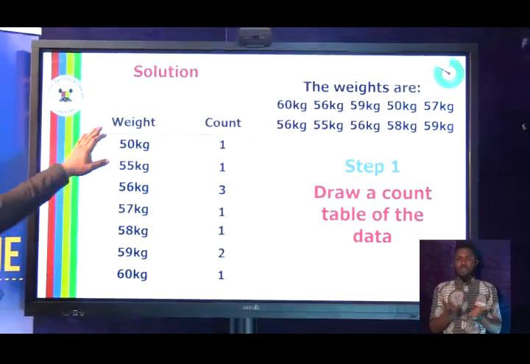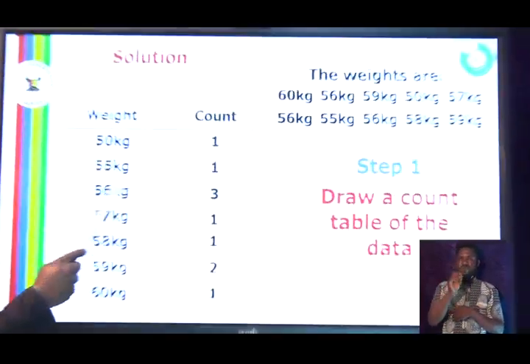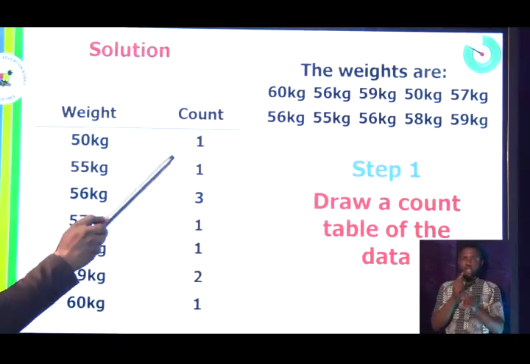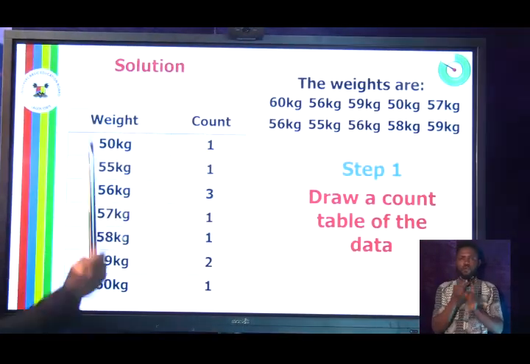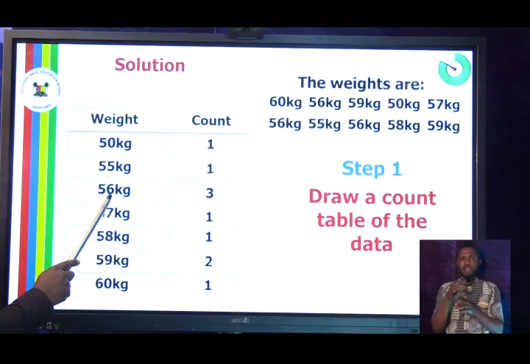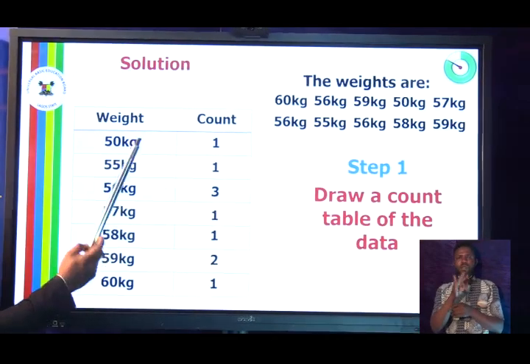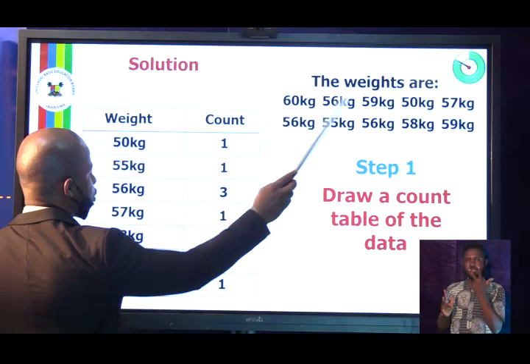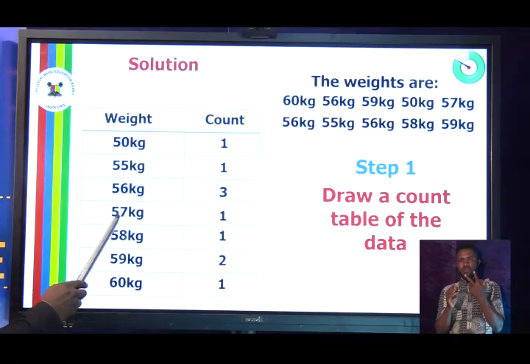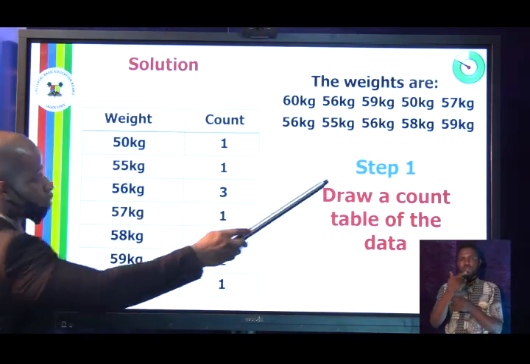Okay, so now I have the weight. I observe that there is 50 kilogram there, and when I check, I see only one. Then there is 55 kilogram, I see only one. Then I take 56 kilogram, I see three of that. That is one here, and one here. Now check for 57 kilogram, I see just one of that here.